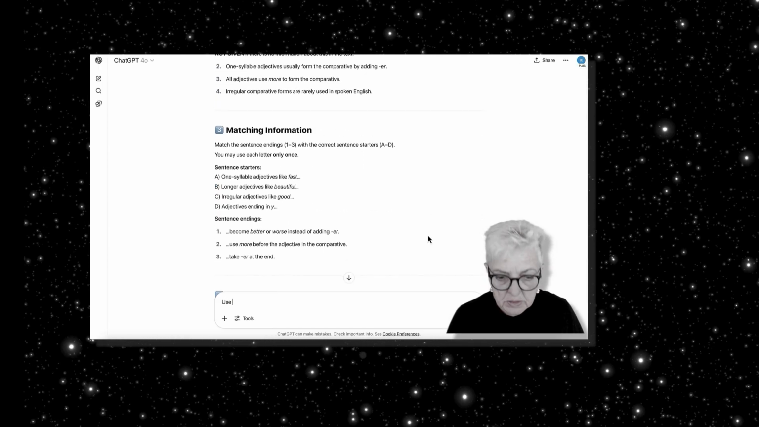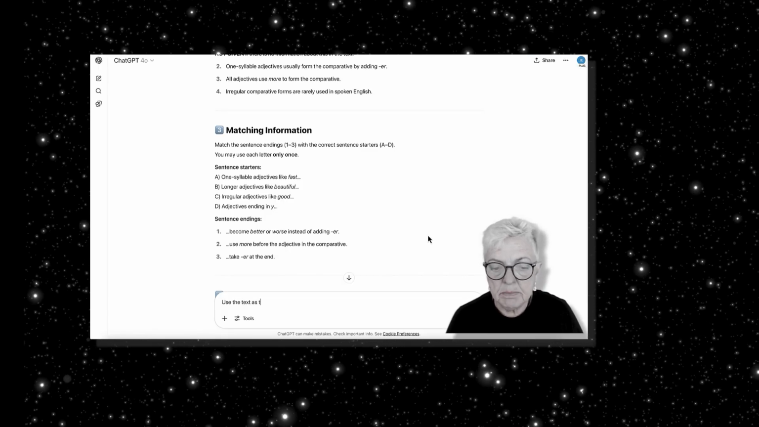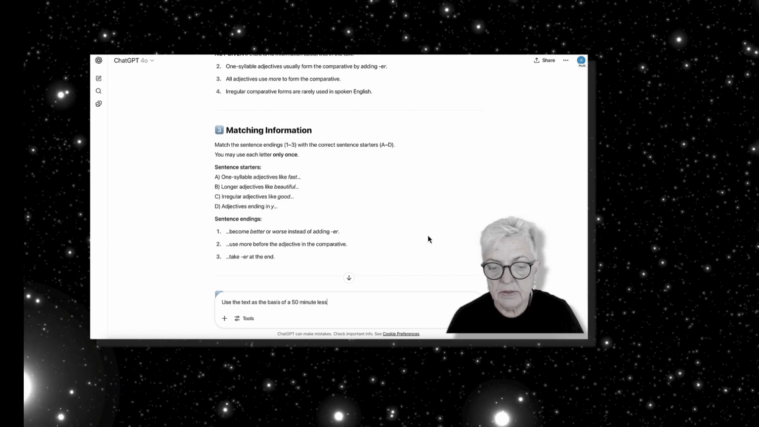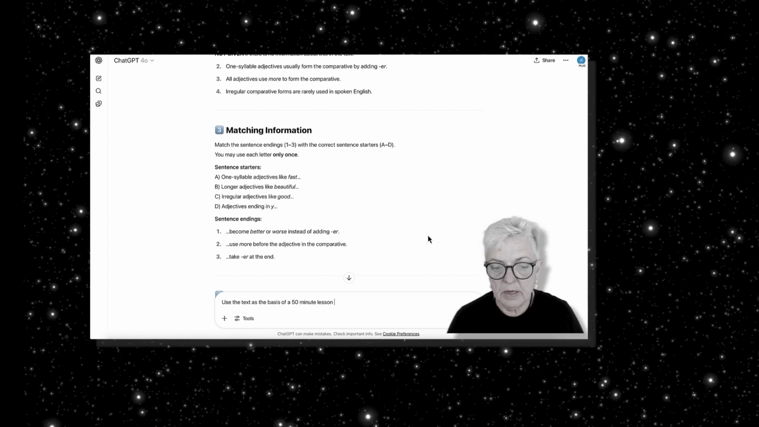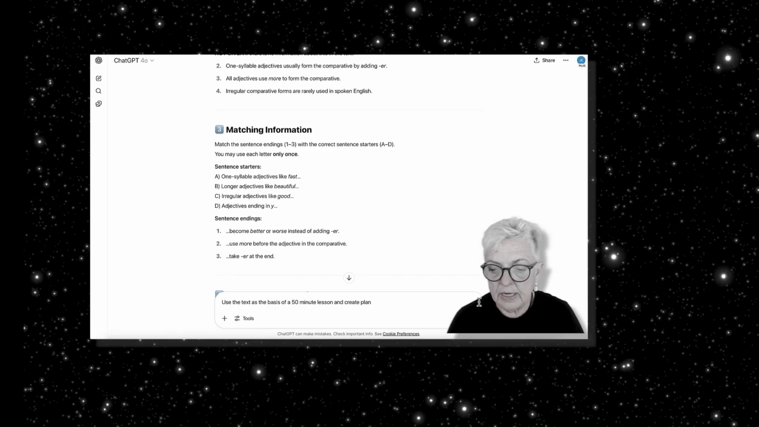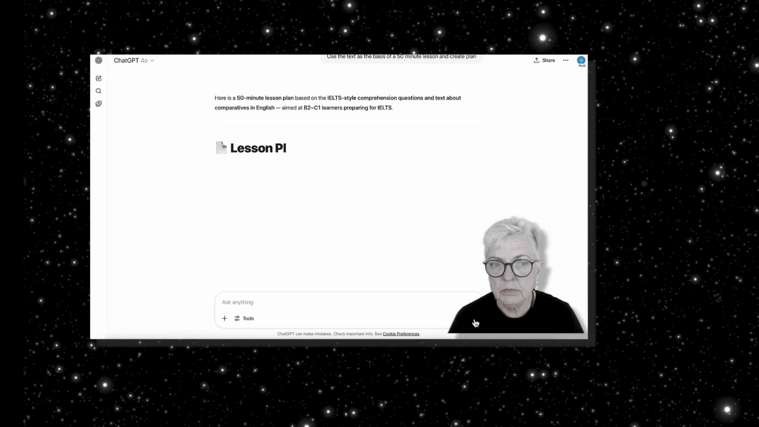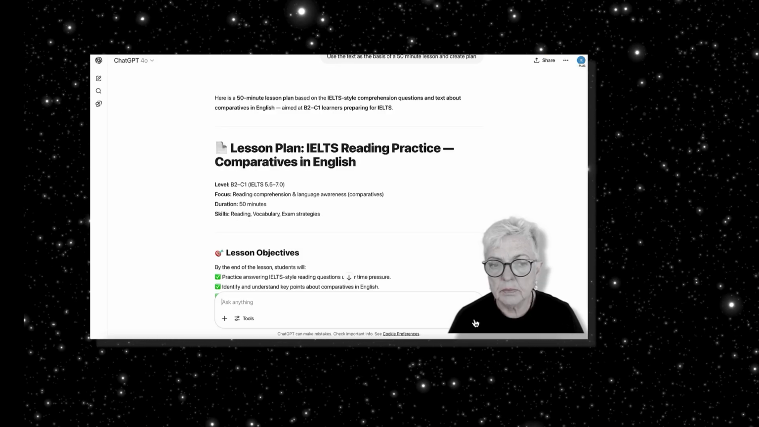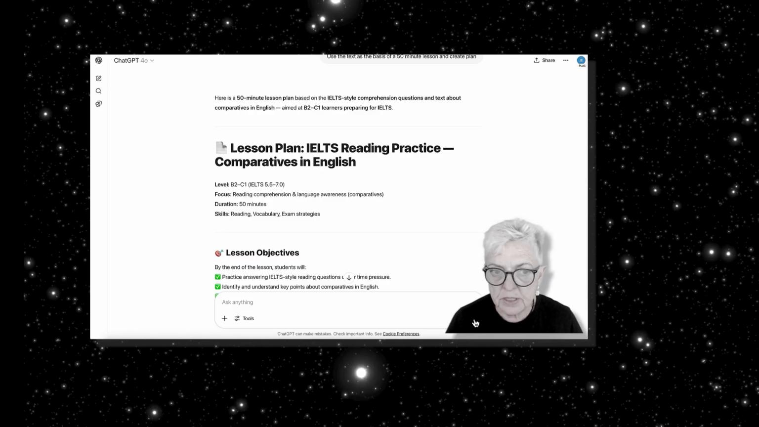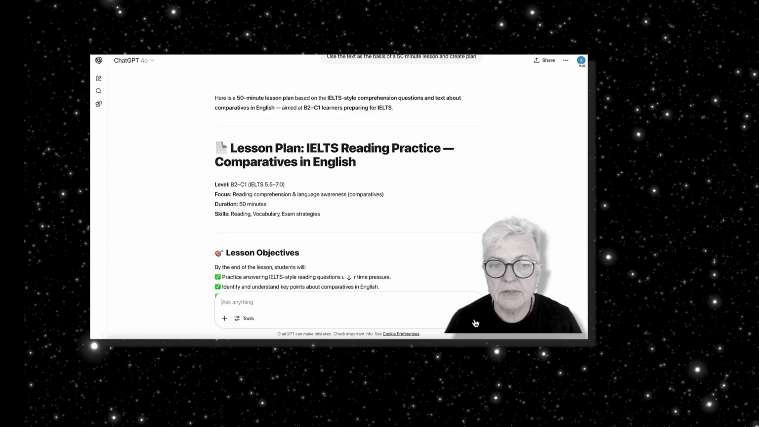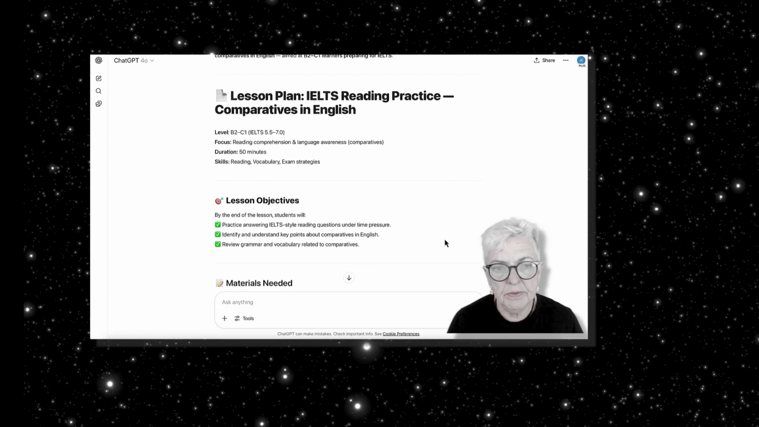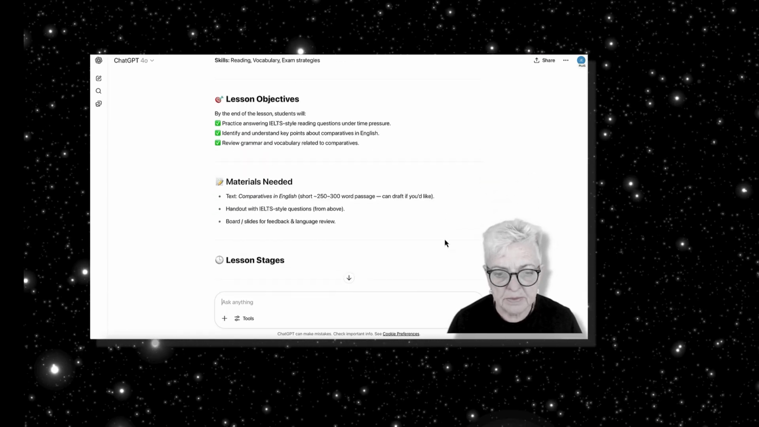Yeah? Use the text as the basis of a 50-minute lesson and create plan. All right, let's see what it does. Here's a 50-minute lesson plan based on IELTS style comprehension questions and text about comparatives in English. So it's decided to add in comparatives itself. So it's very AI, it's combined what it knows.